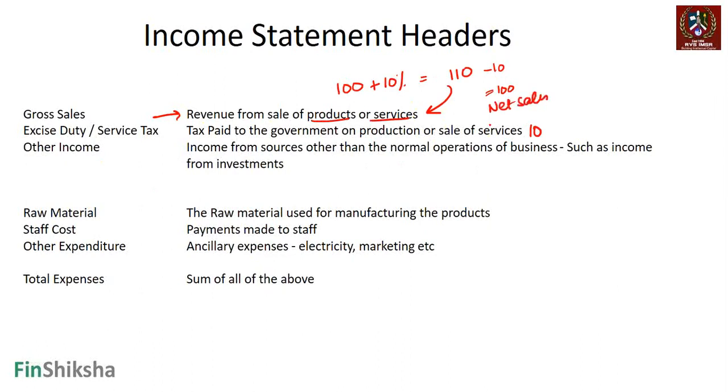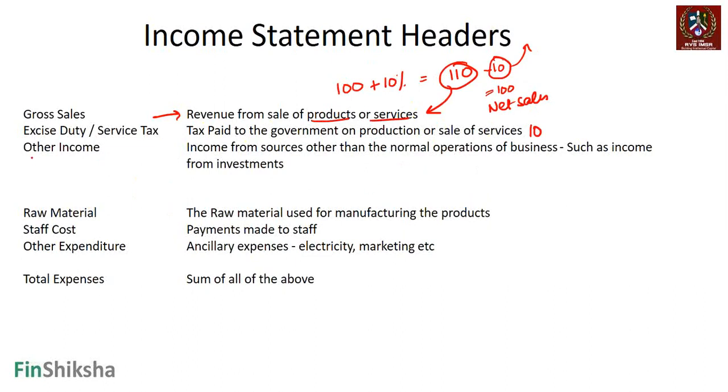After I have removed what I'm paying to the government, the final price that goes to the customer is the net sales number, right? Or what I make out of what the customer pays. The customer has paid 110, but 10 has to be deposited with the government straight away. What is left in my hands is 100.